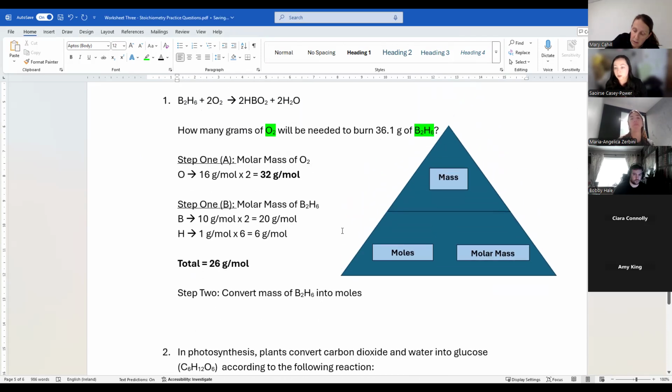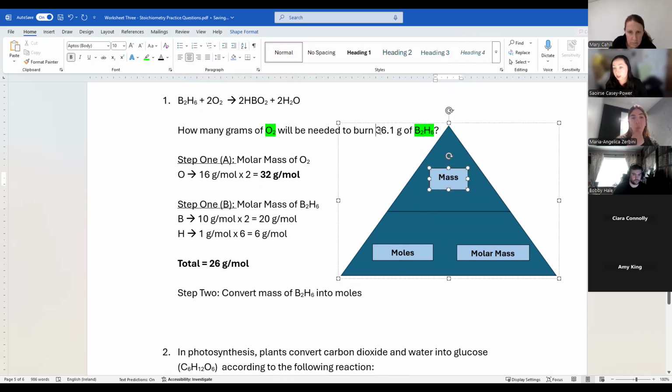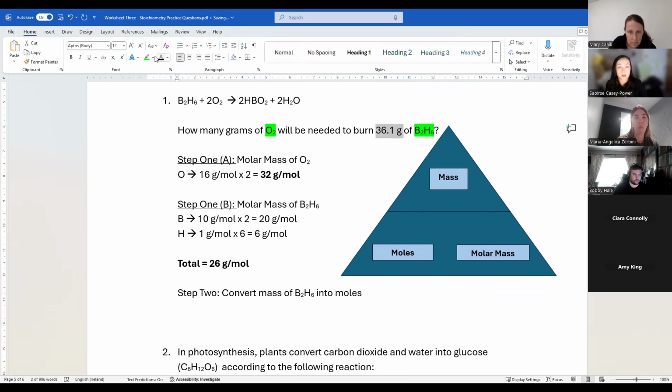So in the exact same way that we've done already, we're looking to convert this into moles. I've been given a mass value in the question of 36.1 grams. I've just worked out the molar mass of B2H6 based on my elements in my periodic table. So now I just need to convert it into moles.